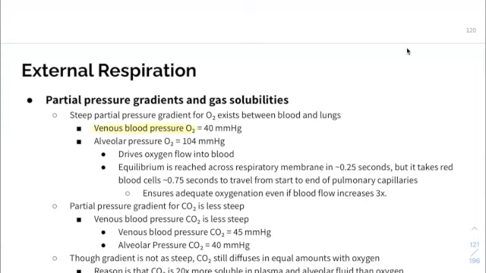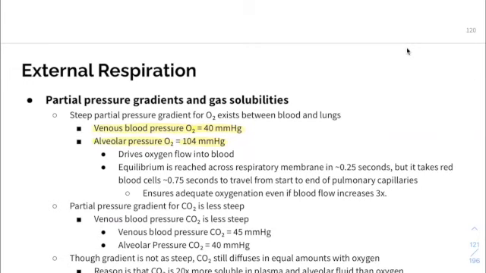Our venous blood pressure for oxygen is usually around 40 millimeters of mercury. But in our alveoli, that pressure is usually 101 millimeters of mercury. That's a pretty big partial pressure gradient difference. And because the pressure in the alveoli is so much larger than in the blood, that pushes the oxygen into the blood.